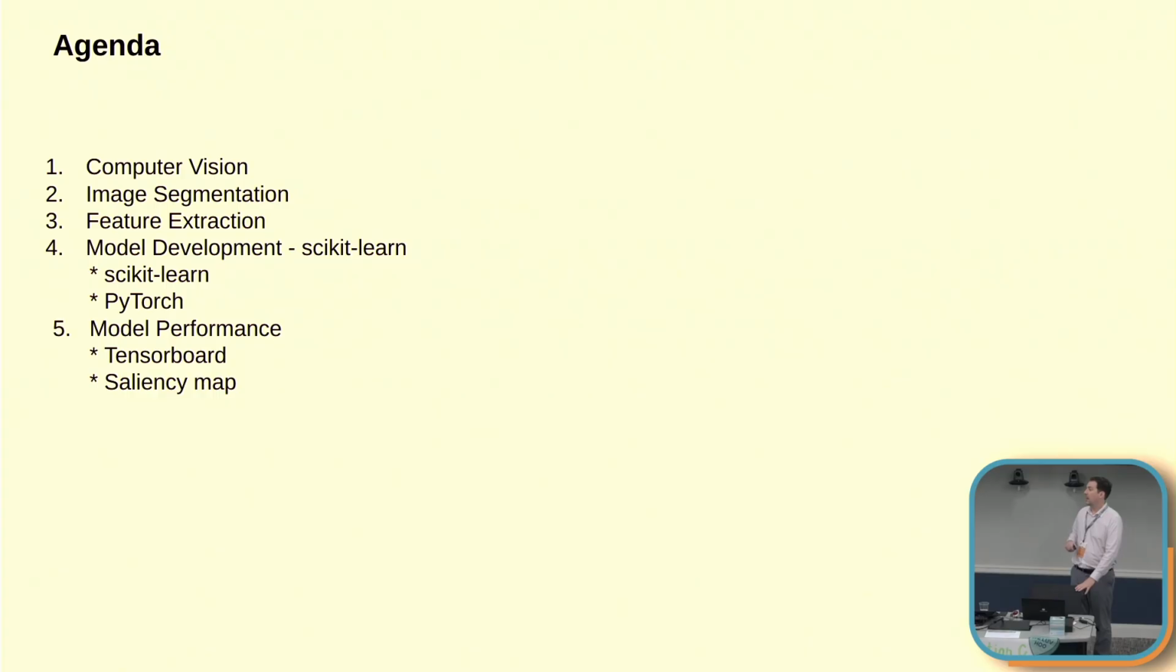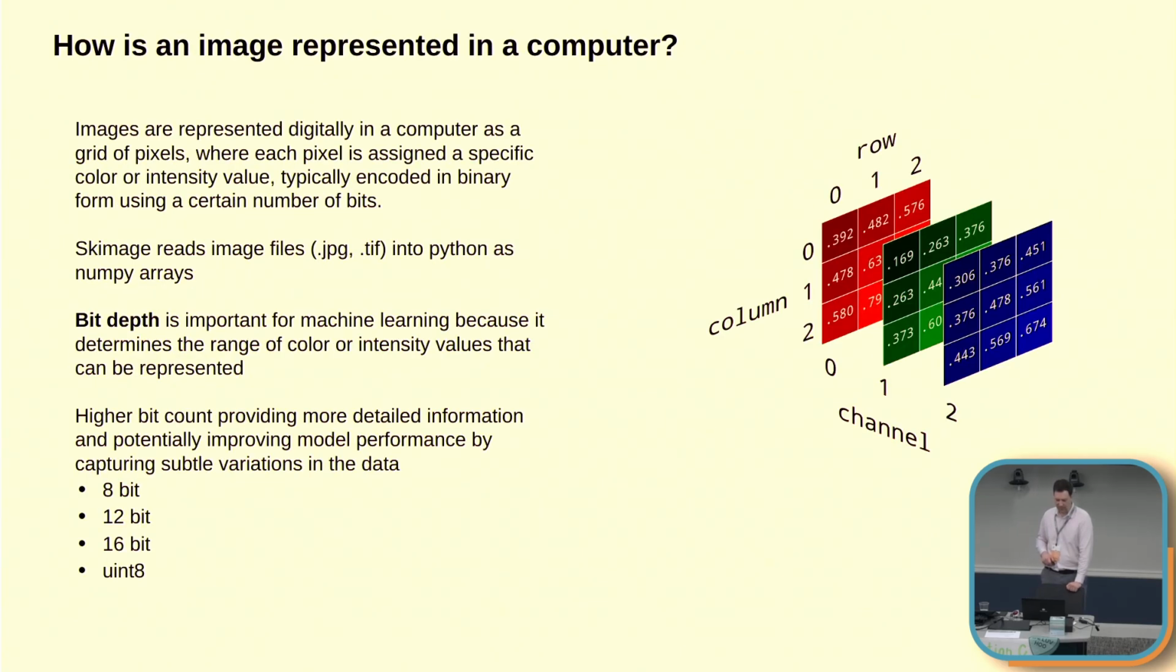So the agenda today, we're going to give a brief overview of computer vision, then image segmentation, feature extraction. Then we'll walk into model development with Scikit-learn, PyTorch, learn how to evaluate some of our models with the TensorBoard, and some of those metrics to look at, and then also discuss saliency maps on CNNs.